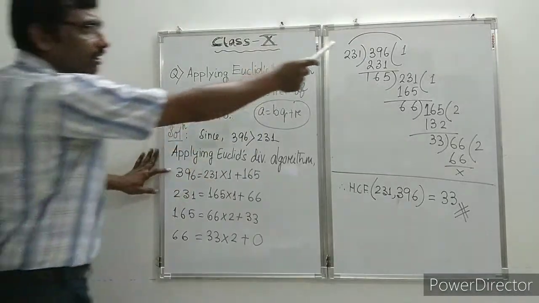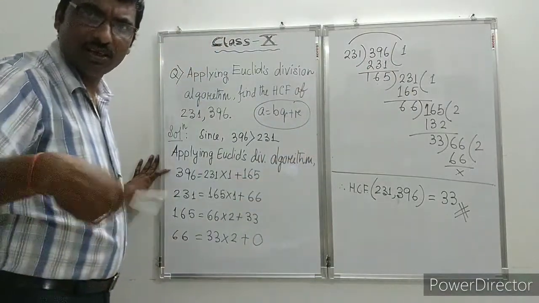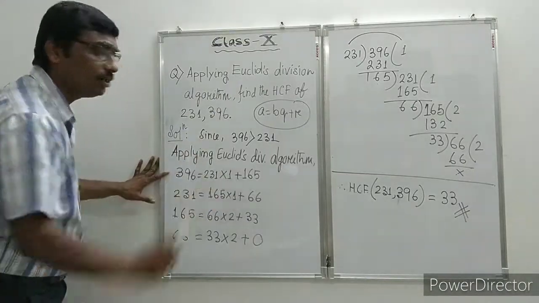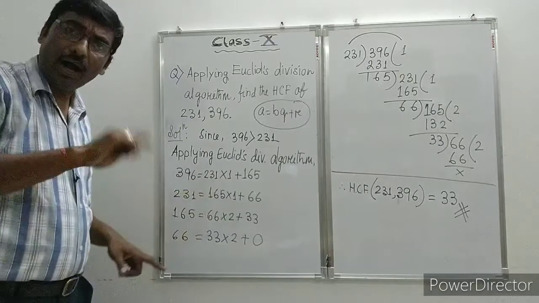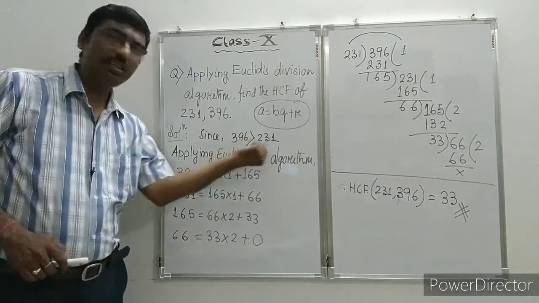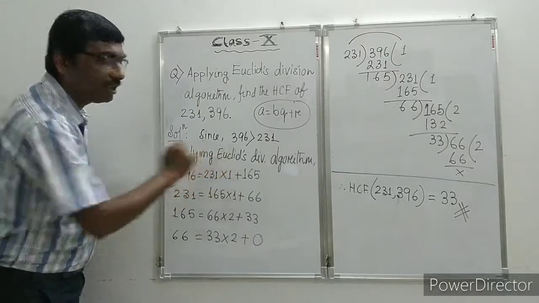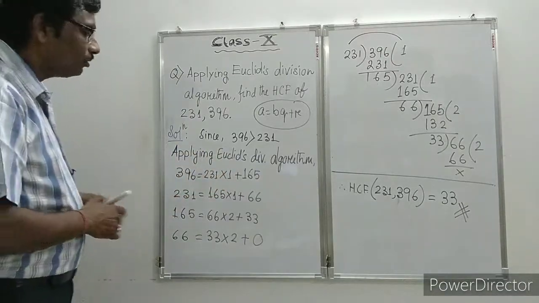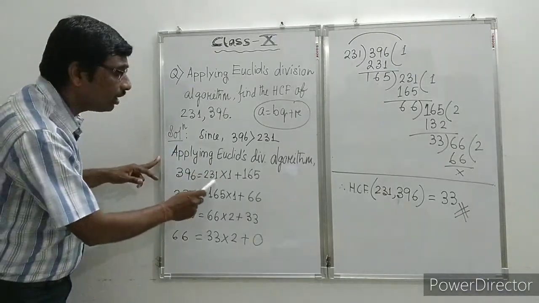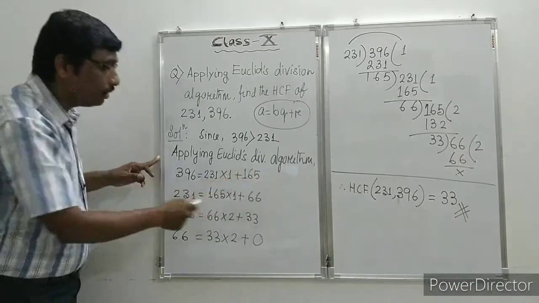How? Suppose you see 396 equal to 231 into 1 plus 165. That is our division algorithm. Here you don't write 1 into 165 as the divisor, because our procedure is we are applying the lemma to 396 and 231. So if you write 1 into 231, this 231 will now become the divisor. Okay. So keep in your mind and be alert here. So 396 equal to 231 into 1 plus 165. 165 is not 0. So again we will apply the lemma.